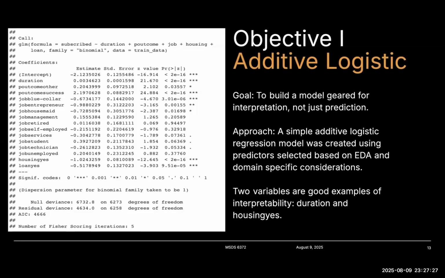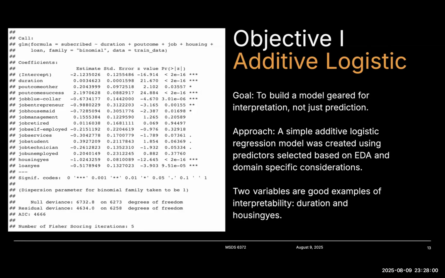All right, now we get to our first objective, which is building an interpretable logistic regression model. Our goal here wasn't just prediction. We want to create a model that helps us understand the influence of each specific factor. And interpretability matters a lot here. In our approach, we use a simple additive logistic regression model. We created this using all the predictors that we selected based off of the EDA that we just discussed, along with common sense and consideration specific to this domain, which is bank data, marketing, the term deposit.